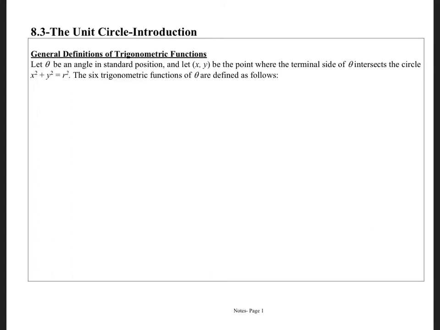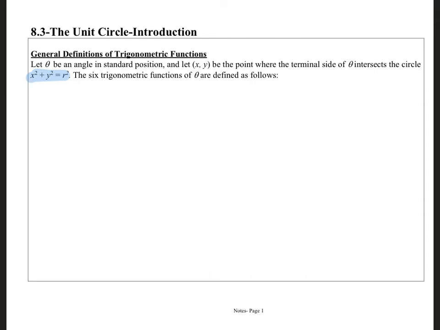In this video, we are looking at the introduction to the unit circle. Here we are told, let theta be an angle in standard position and let (x, y) be the point where the terminal side of theta intersects the circle. x squared plus y squared is equal to r squared. So that's the equation of the circle right there. So we have a circle here with radius r.